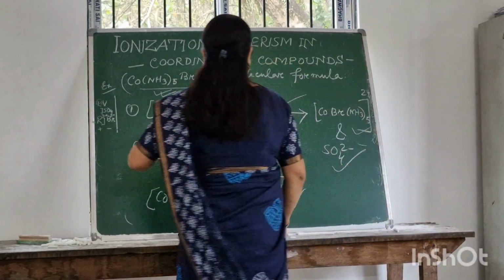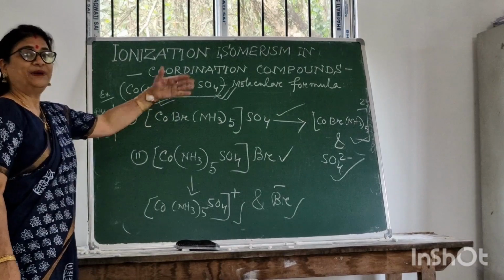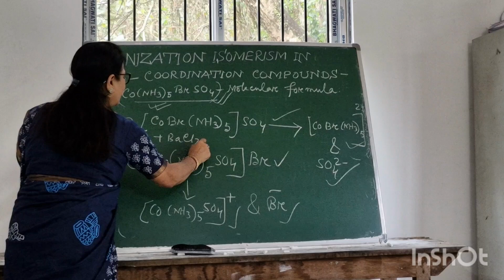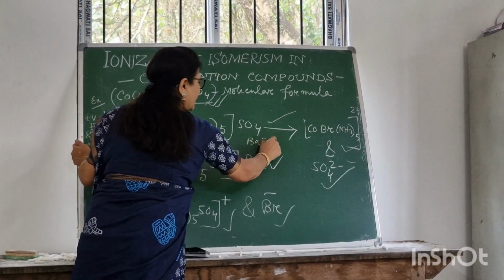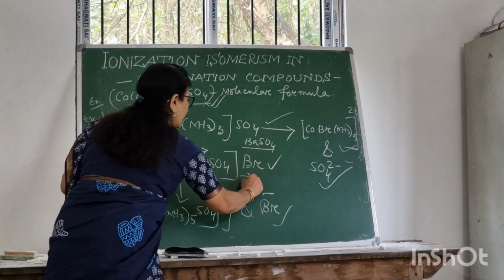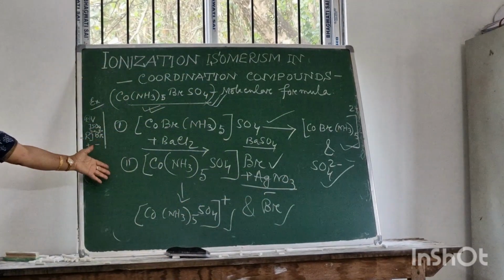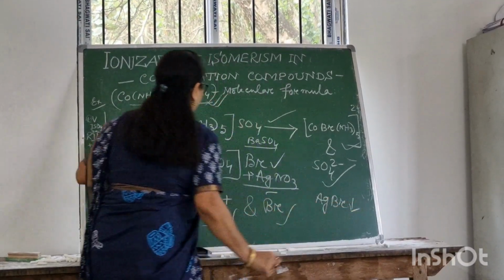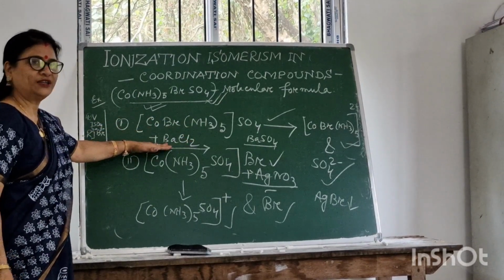That means this compound with barium chloride gives a precipitate of barium sulfate. Suppose we add barium chloride, this compound gives a precipitate of barium sulfate. Again, this compound gives a precipitate with silver nitrate. With silver nitrate, it will give the precipitate of silver bromide, AgBr, and the first compound gives barium sulfate precipitate with barium chloride solution.